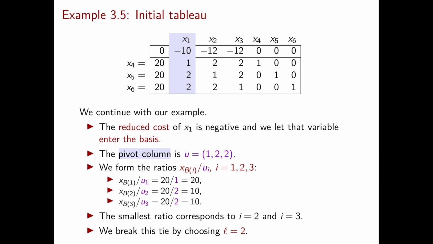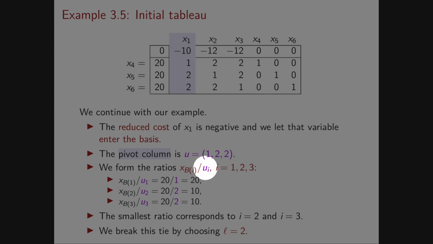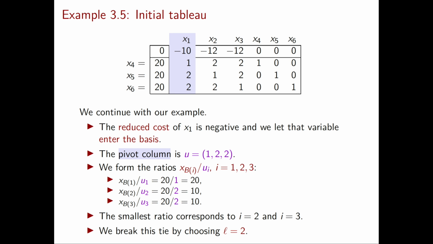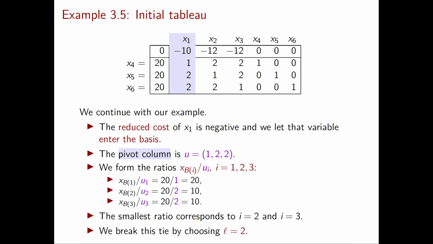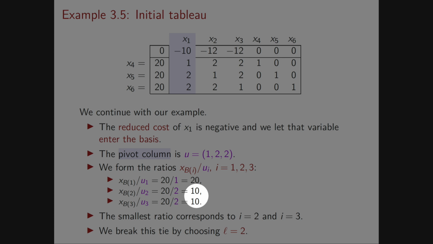The next thing we need to do is find the theta star. To do this, we need to form the ratios xbi over ui. We should consider this ratio only for the indices i for which ui is positive, but in this case all the 3 of them are positive, so we need to consider all these 3 ratios. Now to compute xb1 over u1, we can read xb1 here is 20 and u1 here 1, so the ratio is 20. Then xb2 over u2 is 20 divided by 2, which is 10. And finally, xb3 over u3 is 20 divided by 2, which is 10. So these are my 3 ratios. We need to pick the smallest.